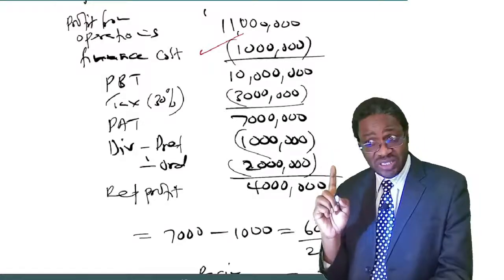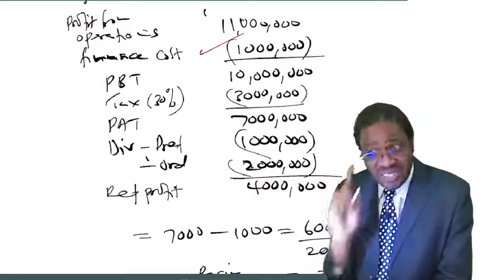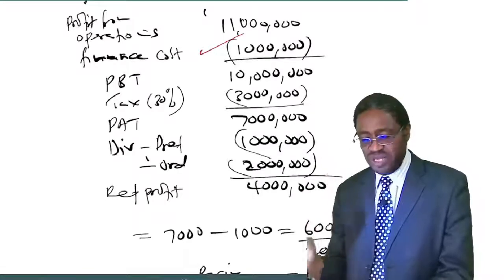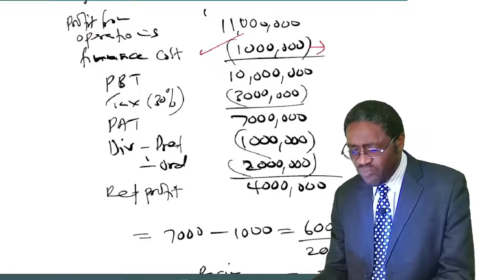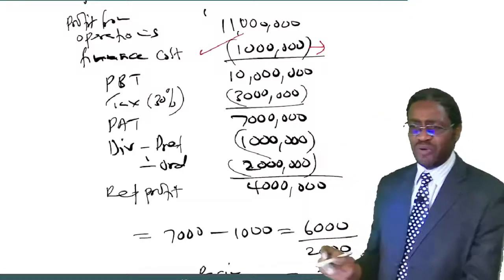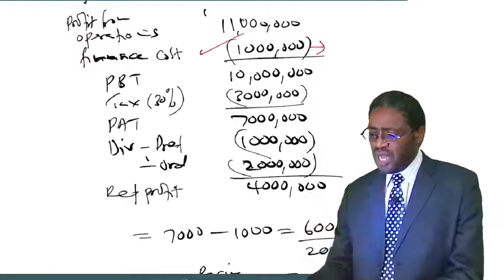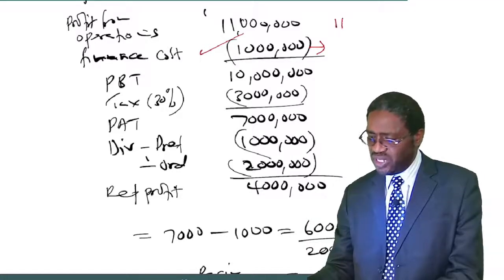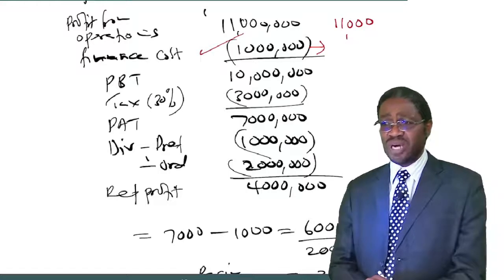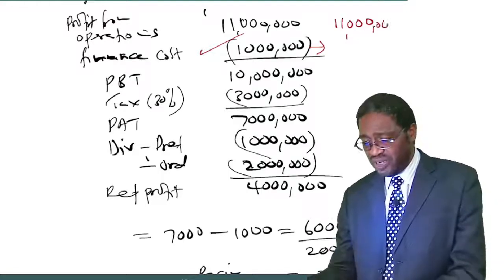In other words, I would have saved the interest of 1 million. Suppose this interest of 1 million is not in the income statement. What would have been our profit after tax? I want you to watch now. Our profit from operation is still 11 million. Let me put it in thousands. Our profit would still be 11 million.